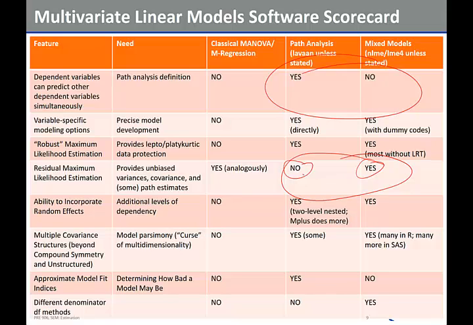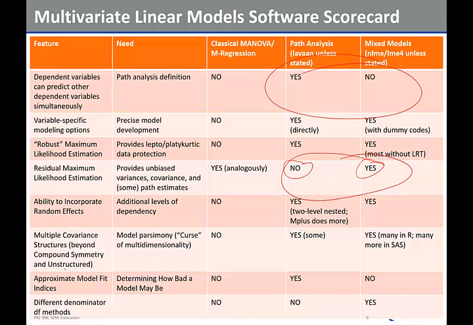Can you get multiple covariance structures? The next issue is multiple covariance structures. Why we want that is because of the curse of dimensionality. No is the answer for classical, some in path analysis, and lots in mixed models.